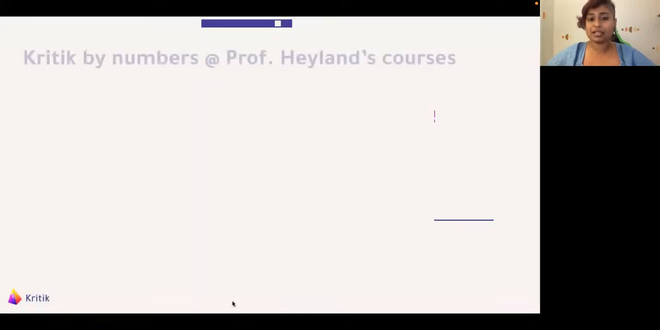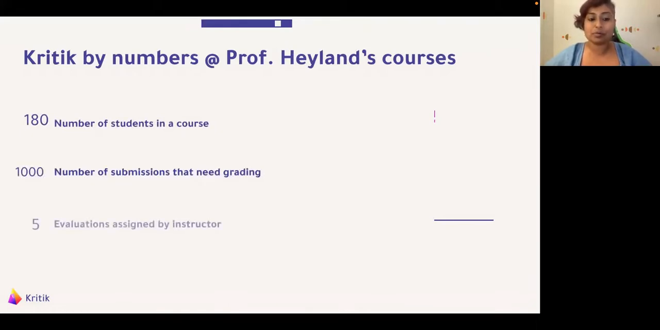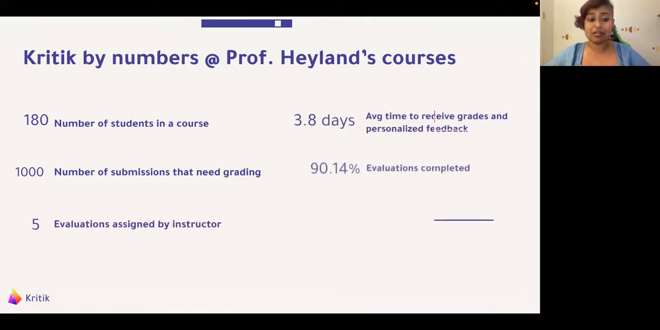For your course, Professor Hyland, you teach large courses. I saw there were about 100 plus students, about 180 students per course, which translates to about 1,000 submissions that need grading, and you assign about 5 evaluations per student. The turnaround time in your activities is about 3.8 days, and 90% of your students complete the evaluation. And again, the average grade dispute rate is much lower than the Critic average, about 1.11%.